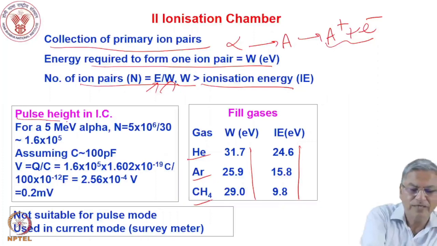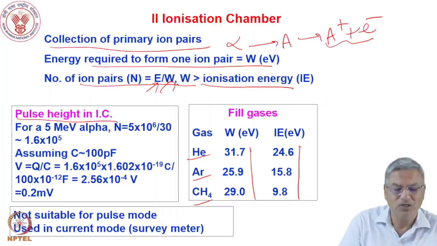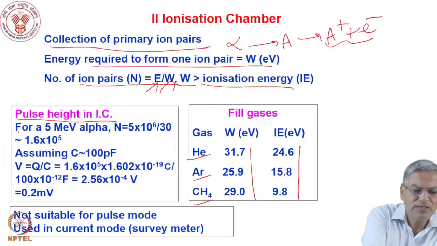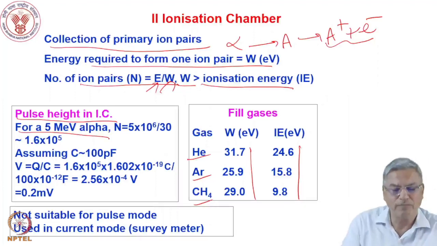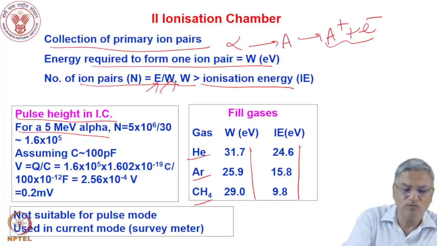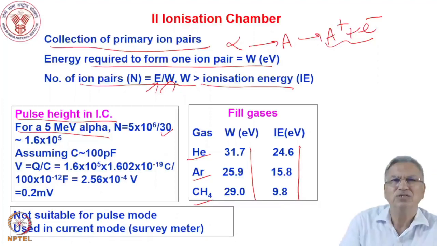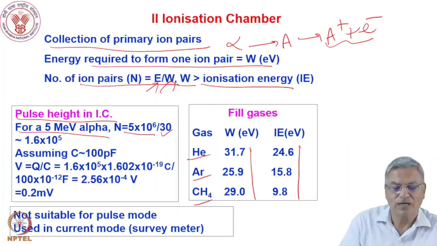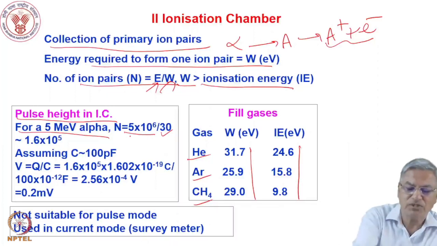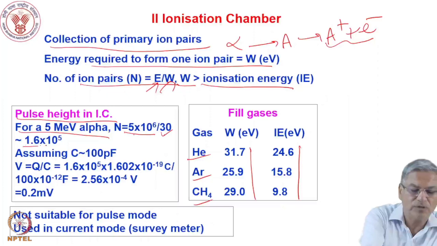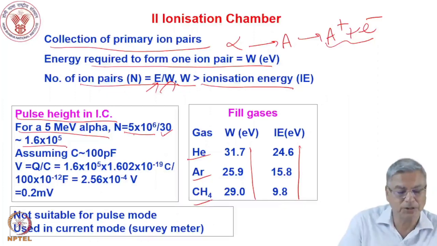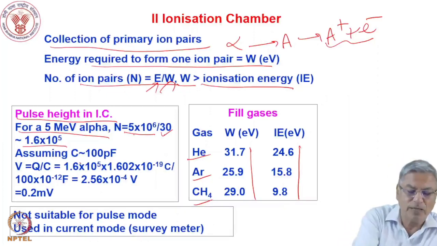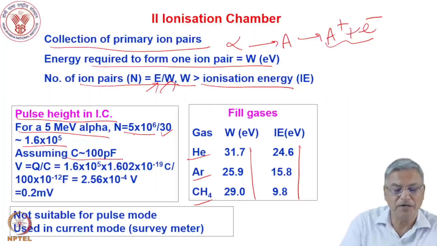So the pulse height in an ionization chamber can be calculated from the circuit diagram which we showed. You have a capacitor, and the capacitor will discharge through a resistance. So let us see, you have a 5 MeV alpha particle. So what is the W value? Let us take 30 electron volt. So W is 30 eV, and there are 5 × 10⁶ electron volt energy of radiation. So energy upon W gives 1.6 × 10⁵ ion pairs. Now just take the typical capacitance of the detector system as 100 picofarads.